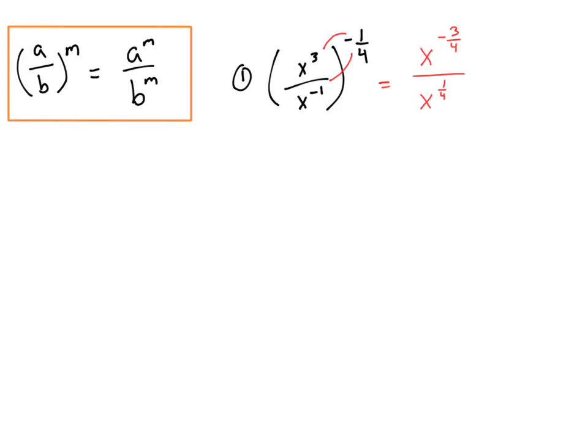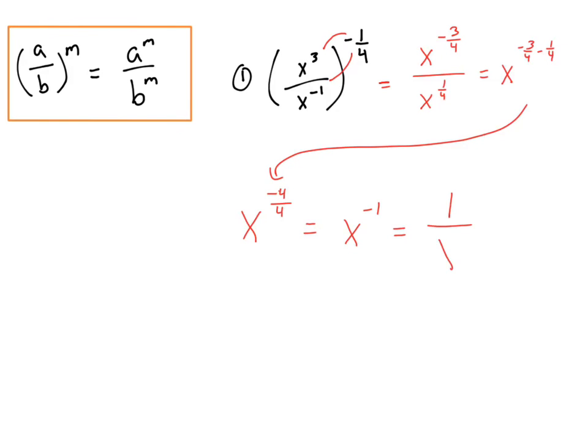They have the same bases, so we'll go ahead and subtract them. So we're going to get negative 3 over 4 minus 1/4. So go ahead and write this down here. We're going to get x to the negative 4 over 4 power, which is the same thing as x to the negative 1st power. We don't want negative exponents, so this becomes 1 over x.